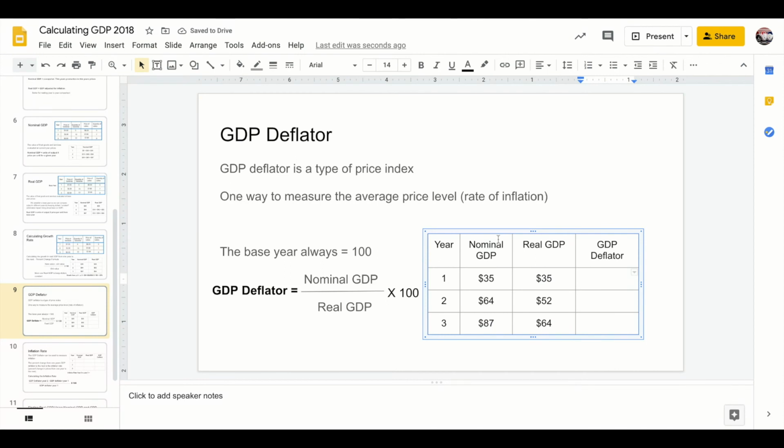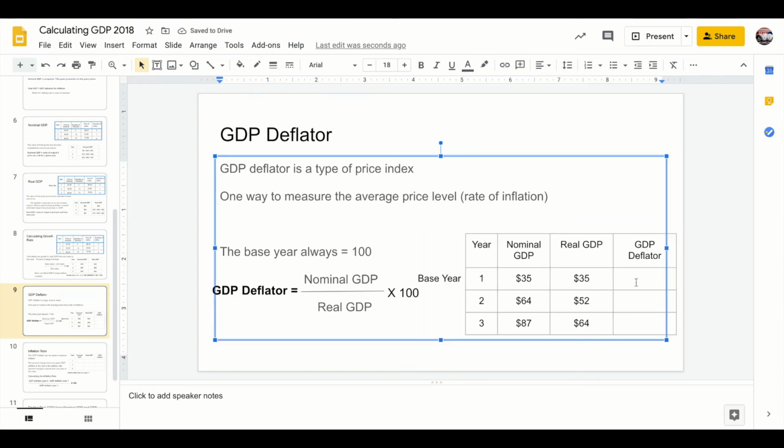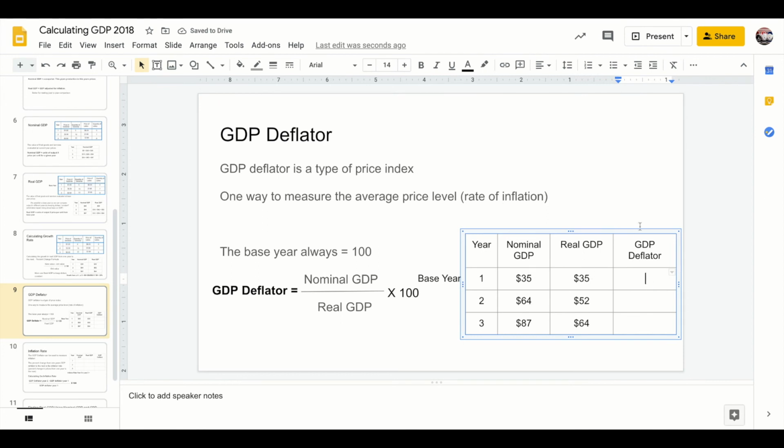All right, next, to get our GDP deflator. The GDP deflator is a type of price index. It's a way that we can index our change in prices in order to measure inflation. It's one way to measure the average price level, aka the rate of inflation. So our base year is year 1, and our base year is always going to be 100. You just remember the base year keeps it 100.